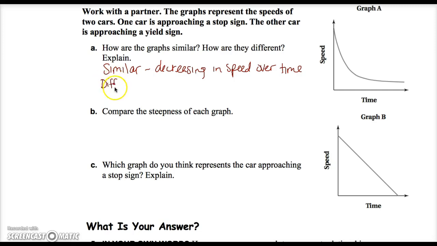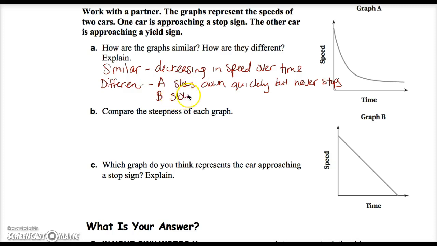And then how they're different is, graph A, this one, slows down quickly but never stops, because then it levels out and they kind of keep going again. Graph B slows down at a constant rate.